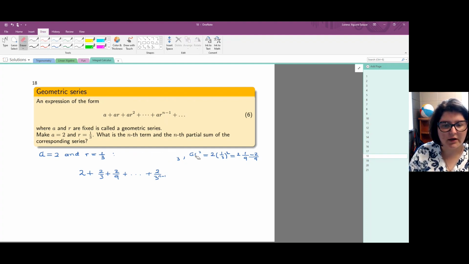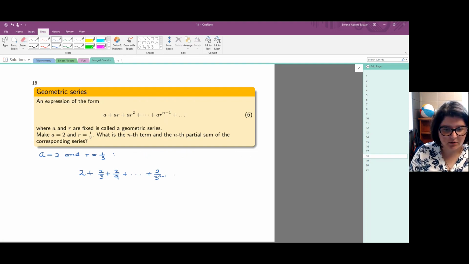Or if we look at the formula for a times r to the n minus 1, we get 2 times 1/3 to the n minus 1, but 1/3 to the n minus 1 is 1 to the n minus 1 over 3 to the n minus 1, and any power of 1 gives us 1. When we multiply 1 by 2, we get 2. And then when we multiply 1 by 3 to the n minus 1, we get 3 to the n minus 1.